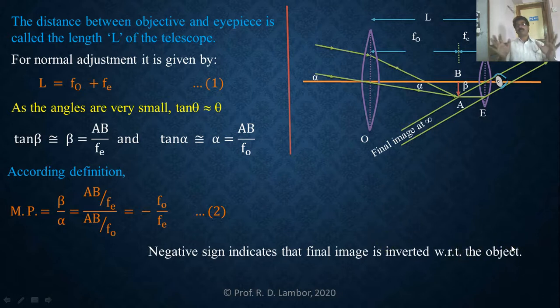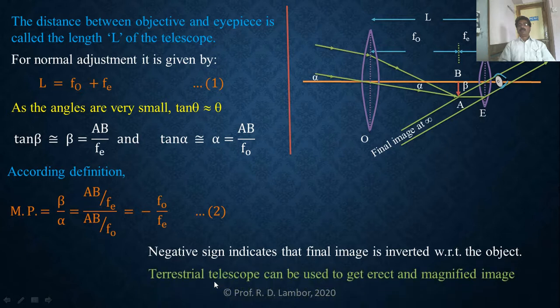And there is no problem of inverted image because astronomical objects are spherical anyway. Then there is no necessity to get an erect image. Now, टेरिस्ट्रियल टेलिस्कोप, जर आपण टेरिस्ट्रियल टेलिस्कोप यूज करत असेल तर मात्र ही फायनल इमेज आपल्याला इरेक्ट असणं गरजेचं आहे आणि मॅग्निफाईड असणं गरजेचं आहे. For that purpose here in the eyepiece we are using a concave lens instead of a convex lens.